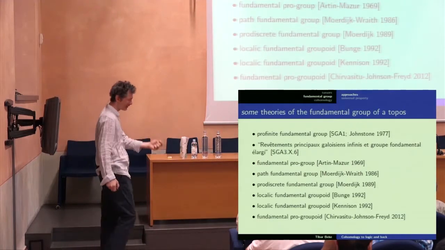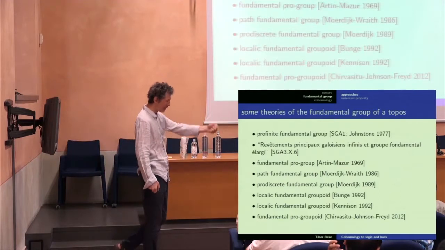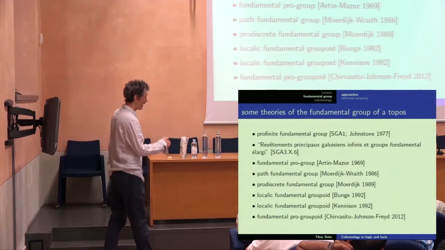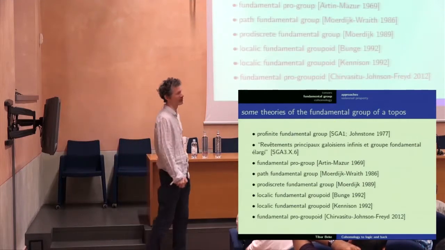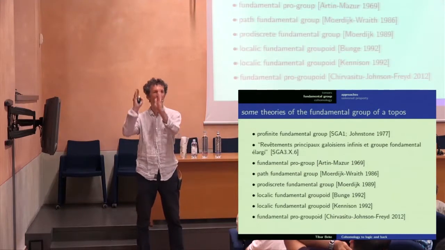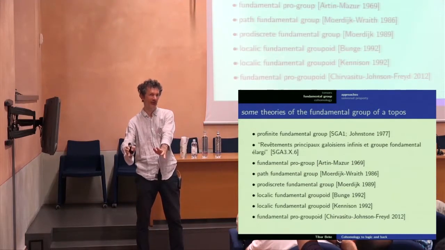Kennison describes it as a bi-filtered, bi-weighted colimit. And then this recent preprint, I think, just rediscovers some of what was going on. I don't think that the authors knew it. This is about a quarter of what's going on with the fundamental group.